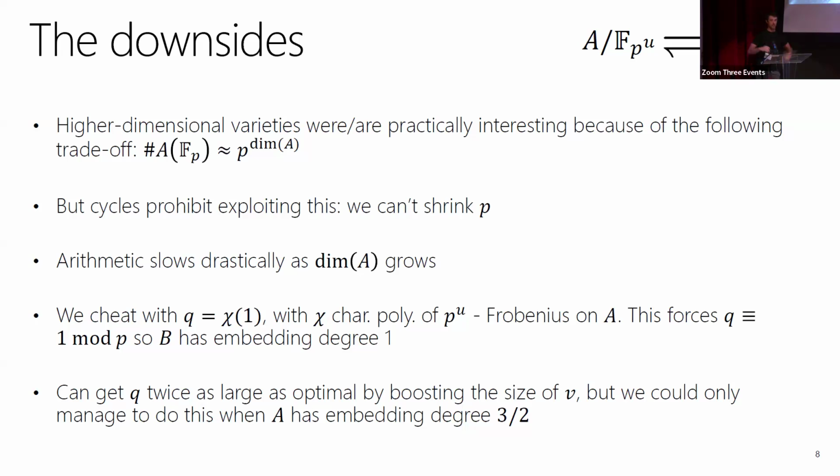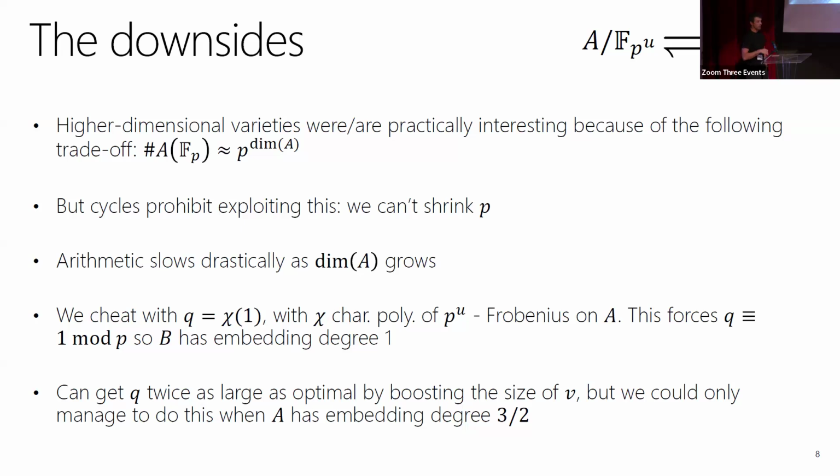And even if we have to fix P, we know that the arithmetic slows drastically as the dimension grows. So as we go up in the dimension, everything gets a lot more complicated and slows down, especially because our primes are staying fixed at a certain size.